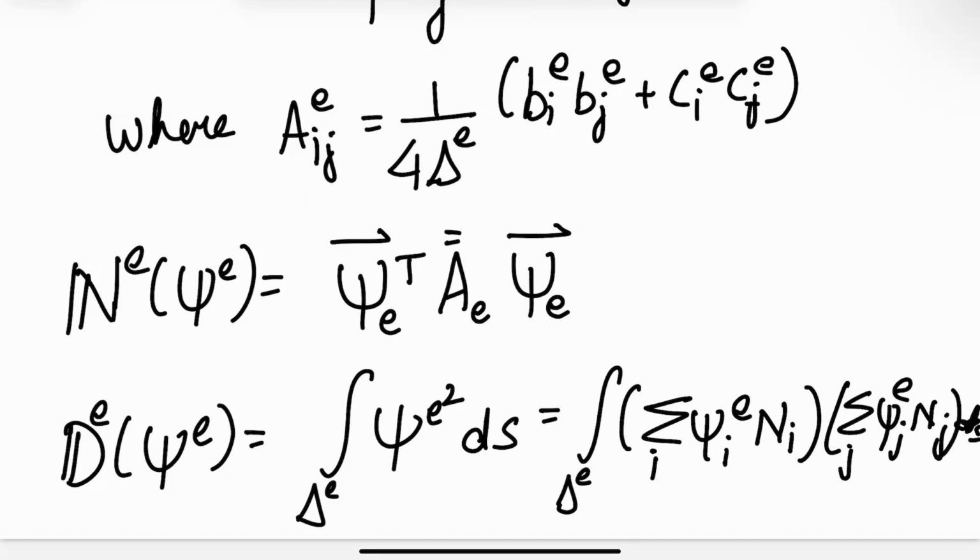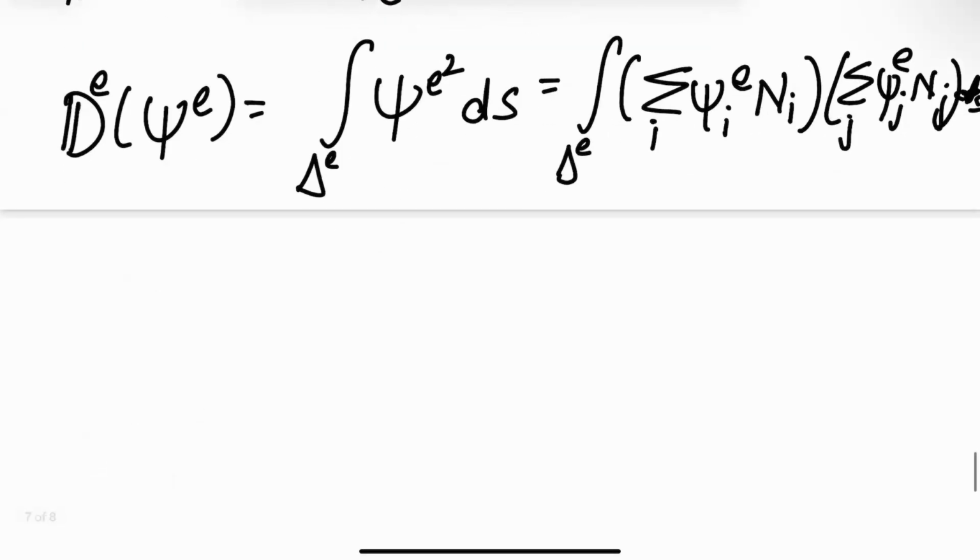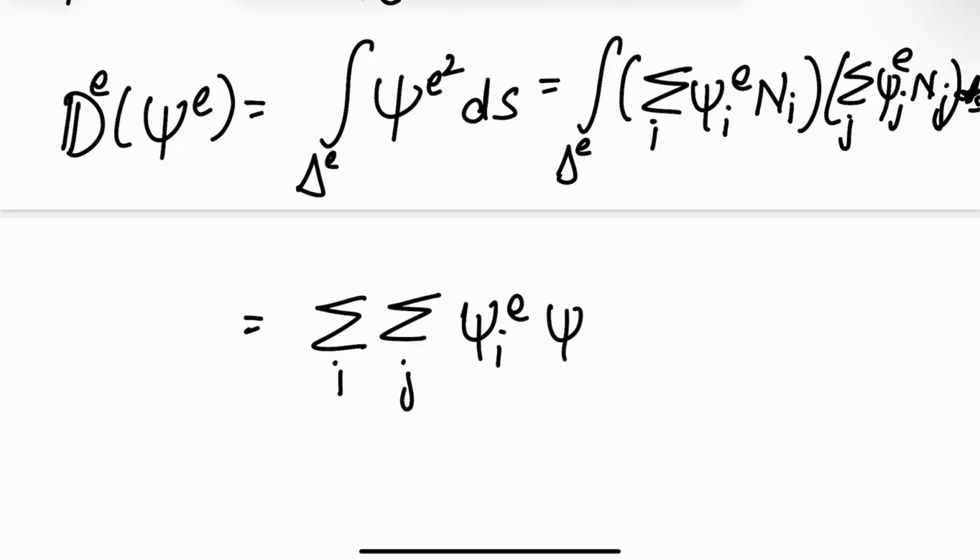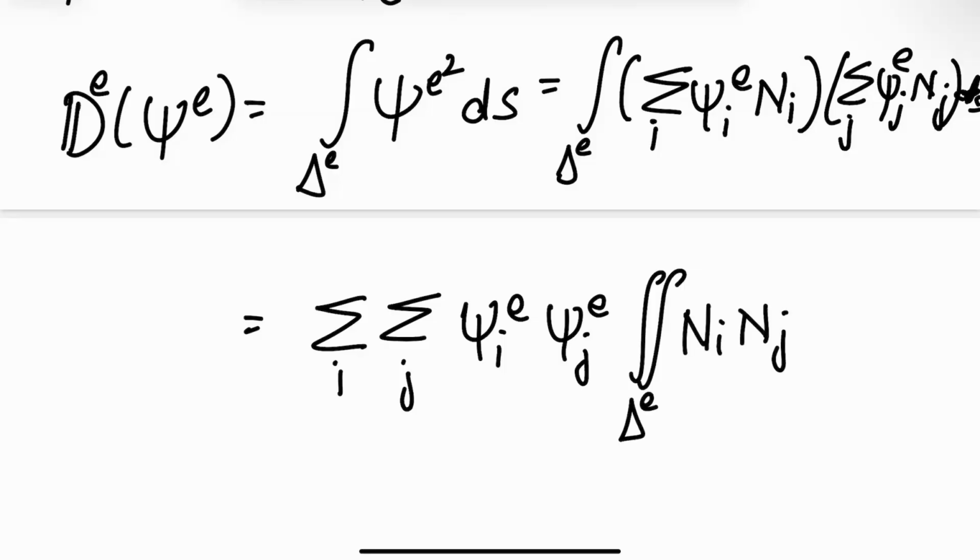Right? Okay. And once again, you can pull the summations out. Summation i, summation j, psi_i^e, psi_j^e. These are not functions of x and y, and you're left with just the area integral N_i N_j dS. And they're both functions of x and y.